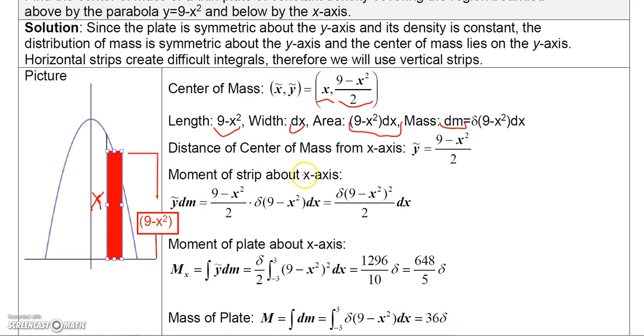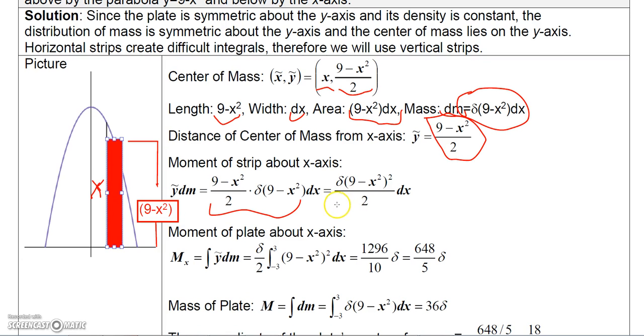Now, the moment of the strip about the x-axis: I know that I'm going to have to integrate this y tilde dm, and we know that y tilde dm would just be 9 minus x squared over 2 times this value up here. So putting that together, and if we simplify that just a little bit, I get 9 minus x squared times 9 minus x squared, which is 9 minus x squared quantity squared. And then you have the delta and the 2 here. So that's your density function, and then it's divided by 2.